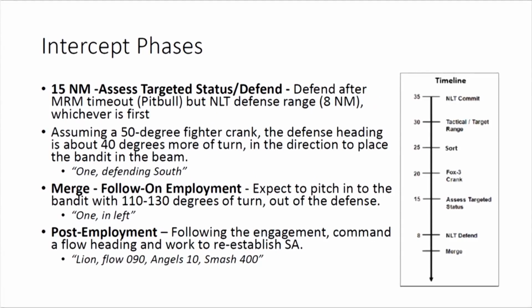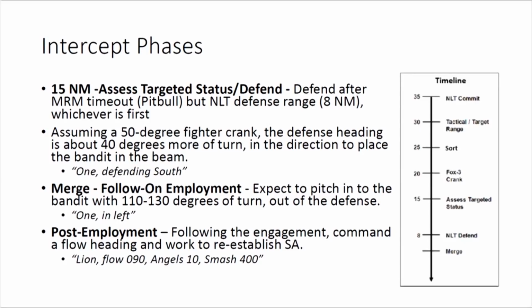The next phase of the intercept is at 15 nautical miles. You're going to assess the status of your target. By this point, your AIM 120 should be going pit bull, and you're going to do a defensive maneuver if you have to, right? And you should perform that defensive maneuver no later than 8 nautical miles. So between 15 nautical miles and 8 nautical miles, the AIM 120 should go pit bull.